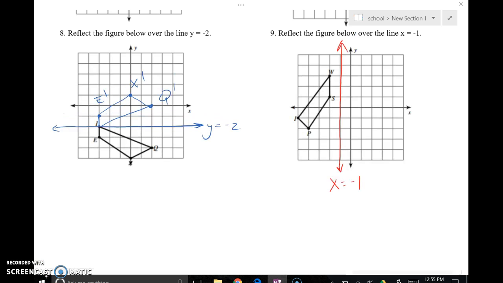Okay, now we're going to do example number 9, where we're going to have a reflection over a vertical line, x equals -1. I've already got that drawn in for us here in red. And so that means that we're going to flip horizontally over this line. So everything to the left is now going to go to the right, keeping everything equidistant from the line of reflection. W is 1 left, so it's going to be 1 right. There's my new W. S is 1 left, so the new S is going to be 1 right. There's my new S.